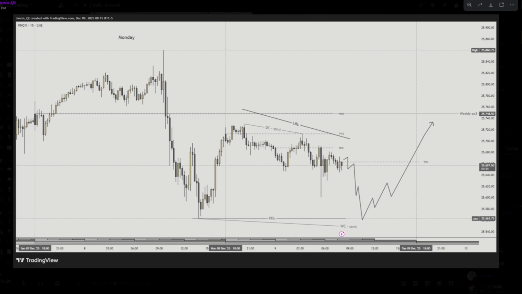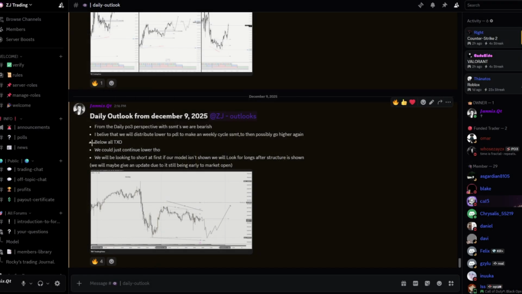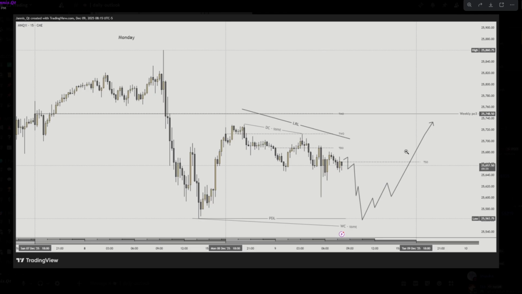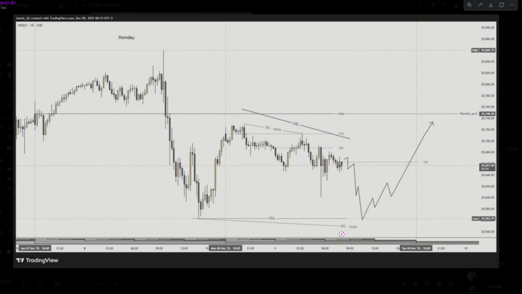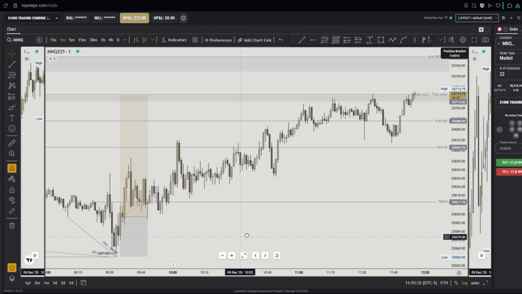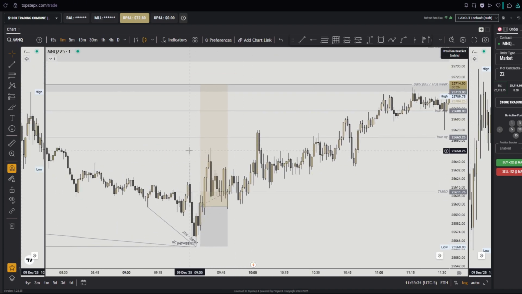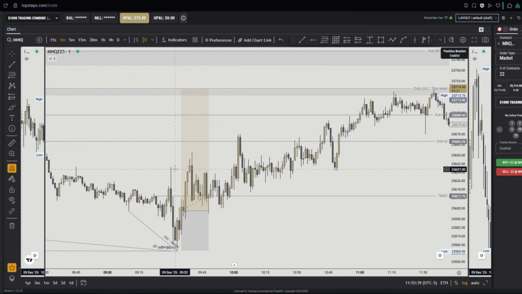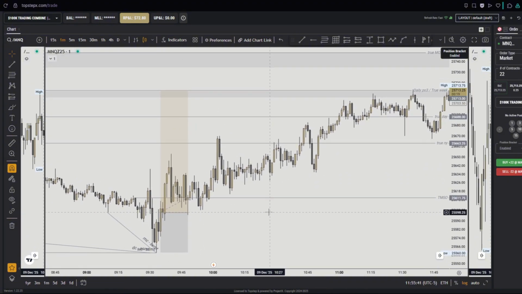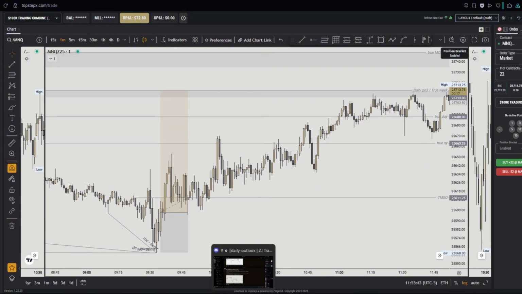And I also said that we were below all true opens. That's also supporting our bias for the higher prices. As I said, we would be looking at shorts at market open. So we could have taken shorts to previous day low, but as you see right here, this was 9:30, so market open, and we just went straight lower to the previous day low. So we couldn't catch any shorts to previous day low.